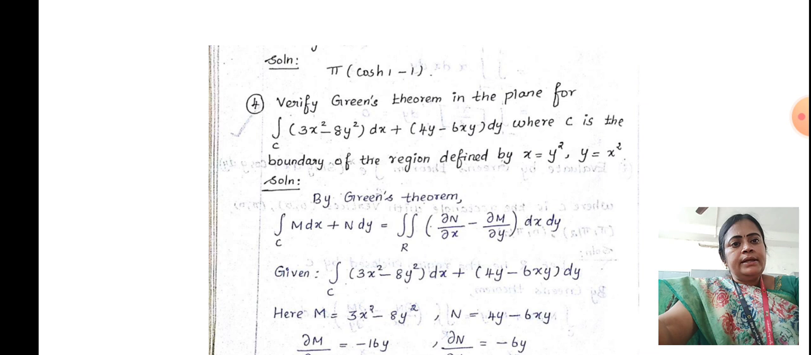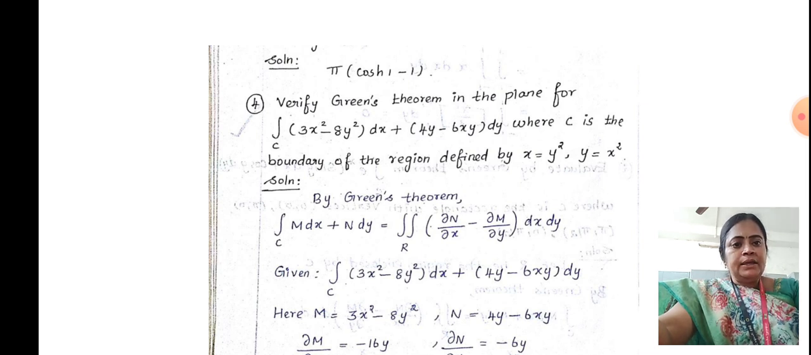Now let us write the statement of Green's theorem. By Green's theorem, the single integral is equal to the surface integral. That is, integral over C of M dx plus N dy is equal to double integral over R of (dou N by dou x minus dou M by dou y) dx dy. The given equation is integral over C of (3x square minus 8y square) dx plus (4y minus 6xy) dy.